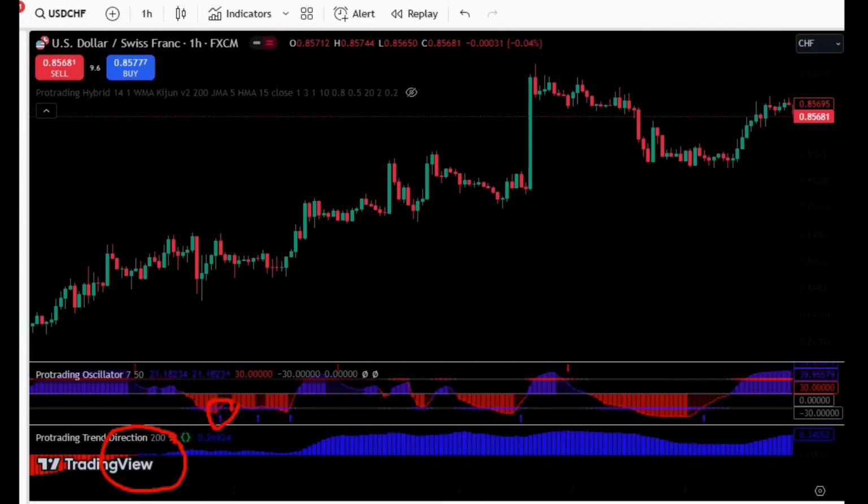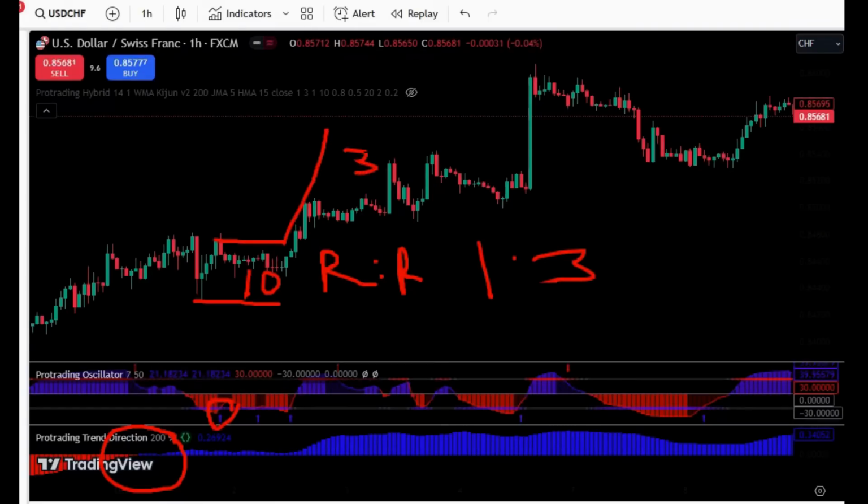Here you get your first signal. At this point, once this candle closes, you open your buy trade. Your stop loss is the immediate swing low. So here you put your stop loss and your take profit. The risk to reward ratio is going to be 1:3. So you know that if at this point your stop loss is 10 pips, you will be targeting here 30 pips.